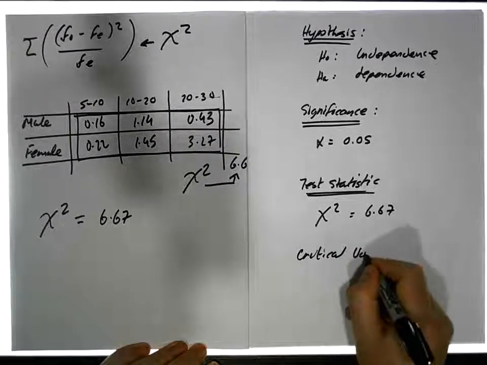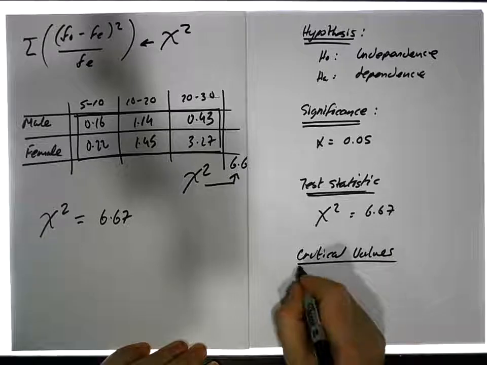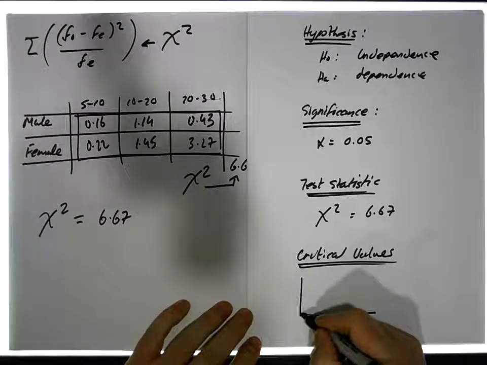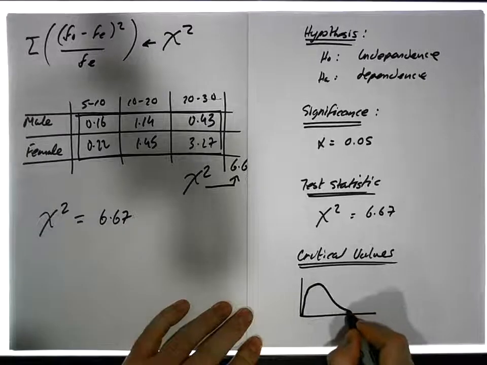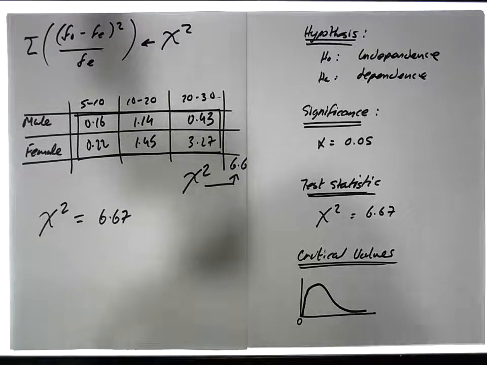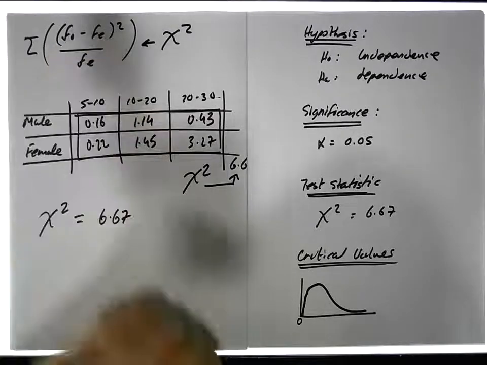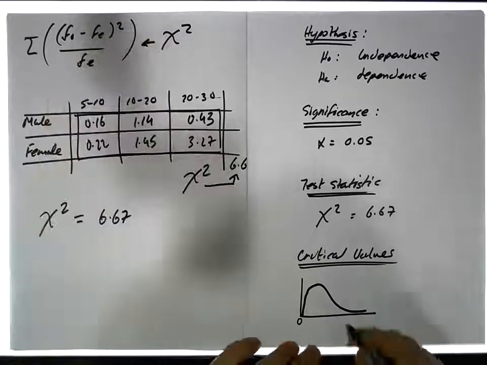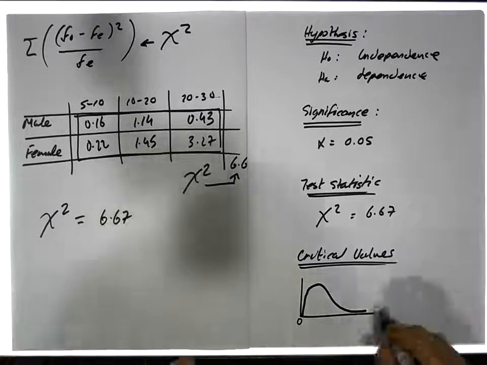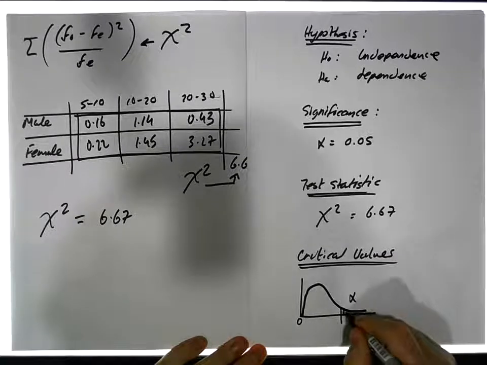Well, it's a chi-squared distribution. It's positively skewed. 0 would be independent, because observed and expected will be the same. We get 0 as a test statistic. So the further away it is from 0, the more evidence there is that there's dependence between them. And we're going to put all of our alpha in this tail here.